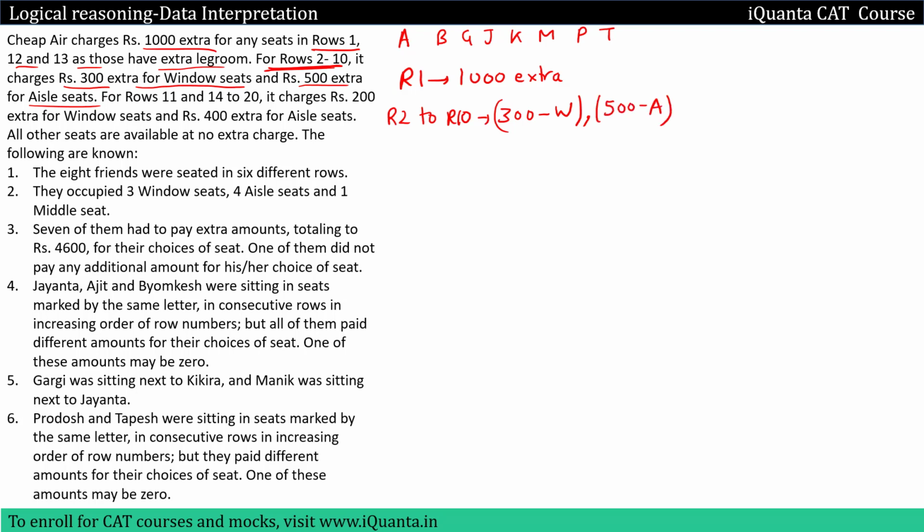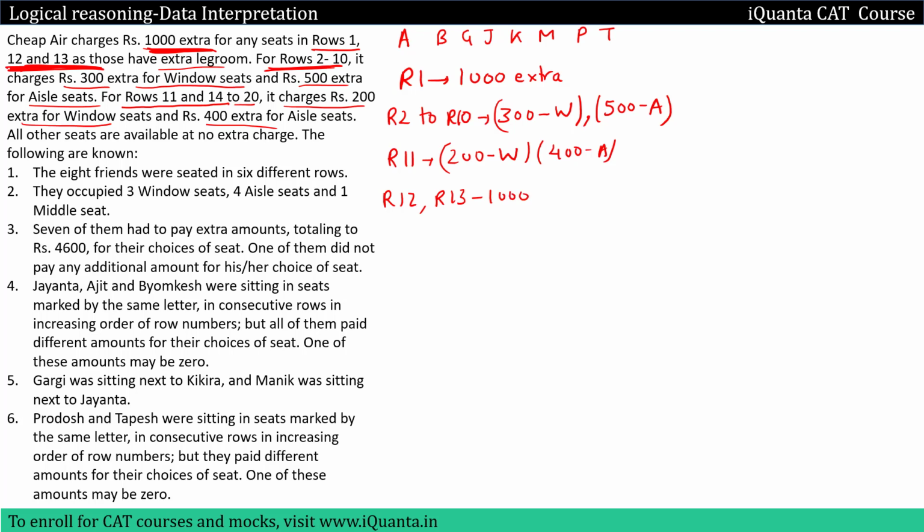So A means aisle. Then after that, for rows 11 and 14 to 20, so I'll write down row 11 separately. It charges 200 extra for window, 400 extra for aisle. So 200 extra for window and how much? 400 extra for the aisle. Then comes row 12. For row 12 we were given earlier that 1000 rupees extra for legroom. So 1000 rupees for this row 12. Then row 13. Row 13 was also charging 1000 extra for legroom. So I'll include it with row 12 only.